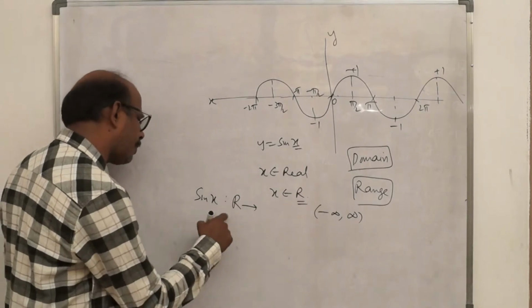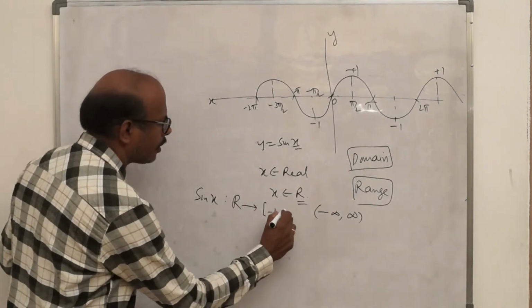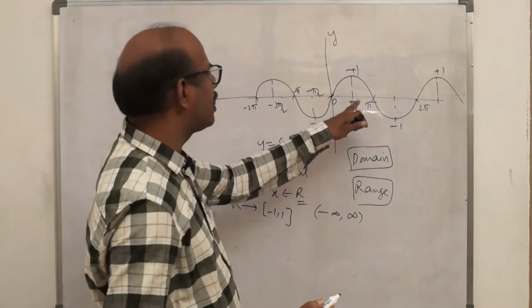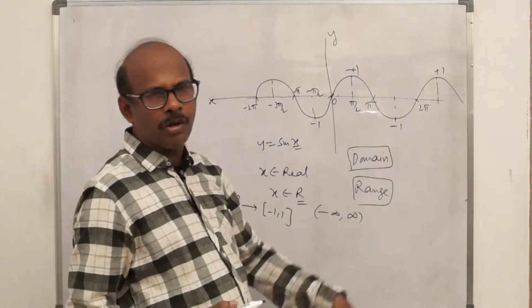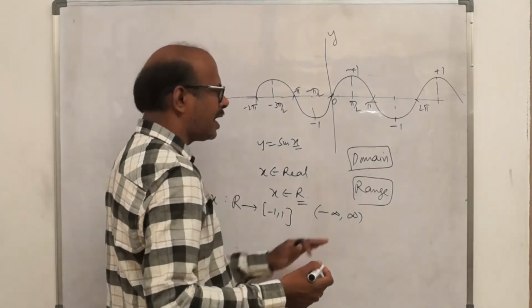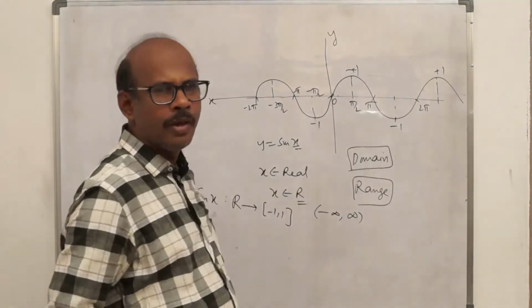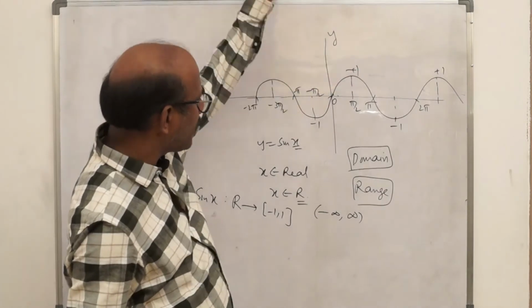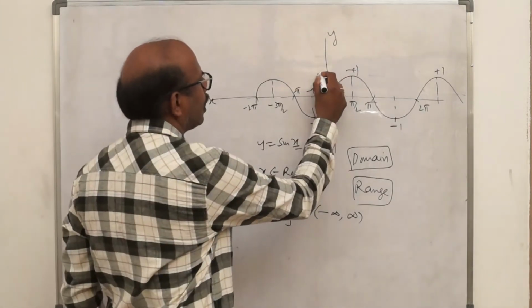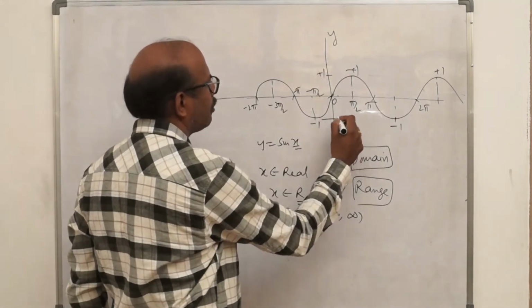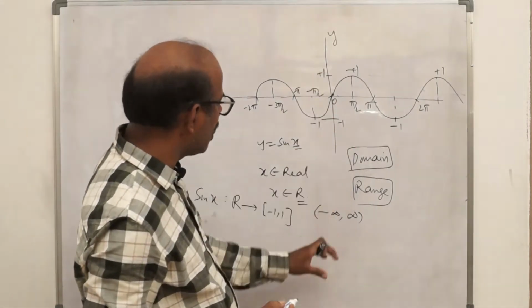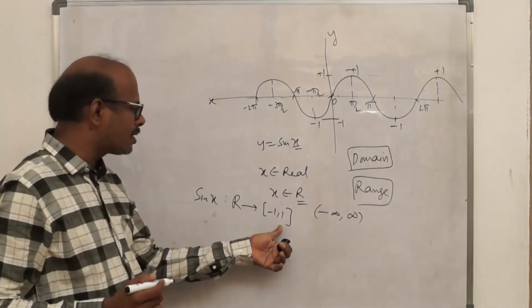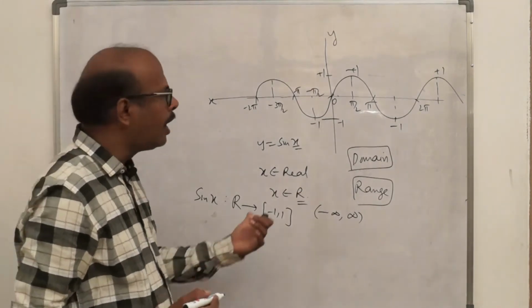Now the function maps from R to y values, which will be between -1 and 1 only. It may not exceed +1 and may not go below -1. Sin x is never less than -1, and there is no graph above +1. The y-axis boundary is between -1 and 1. These boundaries are the lower limit and upper limit, the minimum and maximum values, called extreme values.